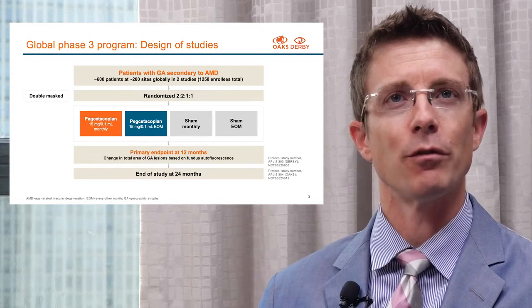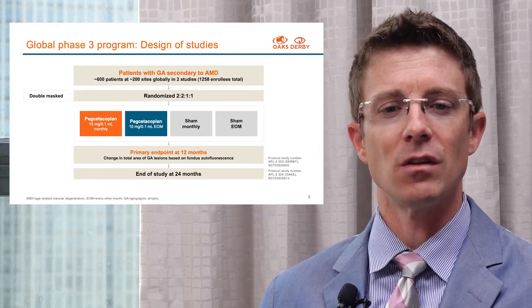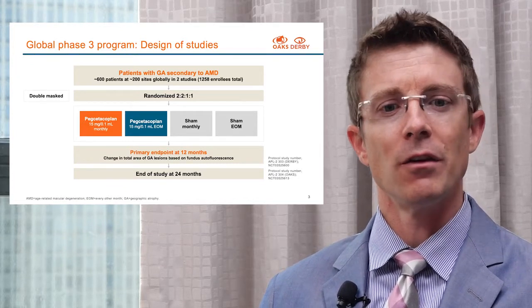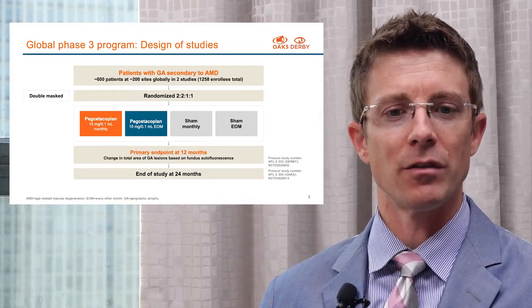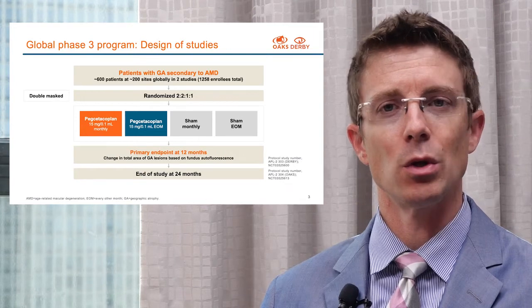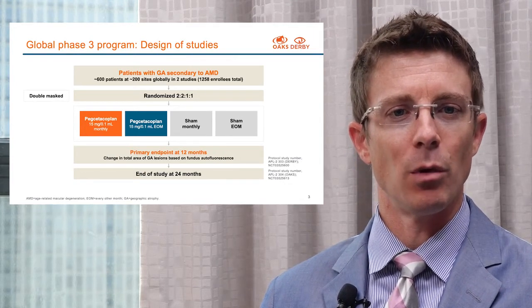The primary endpoint for this study was the change in total area of GA lesions based on fundus autofluorescence, and this was in millimeters squared. This was obtained at 12 months. The end of the study, which is still ongoing, is actually at 24 months. And we're going to look today at the primary endpoint data that read out at the 12-month point.